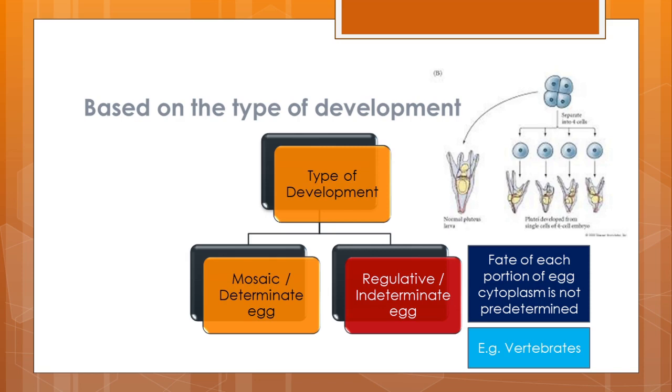In this picture, you can see that as development is proceeding, the four cells are separated and they were allowed to continue development. And these four cells gave rise to four complete normal embryos without any defect. How was it possible? Because even after separation, the cell was able to maintain its potentiality to undergo development. So the fate was not predetermined, it was able to regulate development so that a complete normal embryo was formed. Such types of eggs are called regulative or indeterminate eggs.